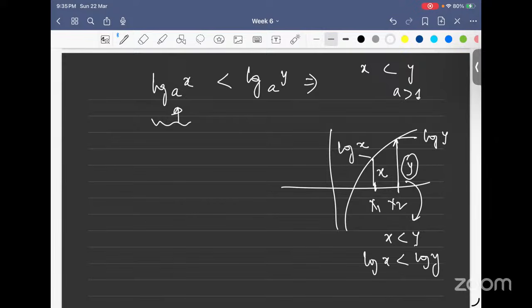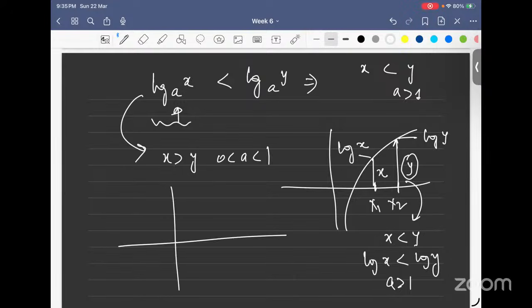And why did it happen? Because a was greater than 1, that means it's an increasing function. Is it clear? And if I have to say x is greater than y for this inequality, that will happen when a is from 0 to 1, and that you can see from the plot itself. How does the plot go if a is less than 1?